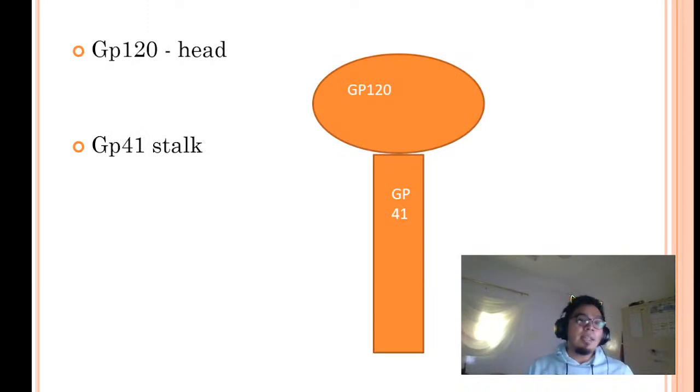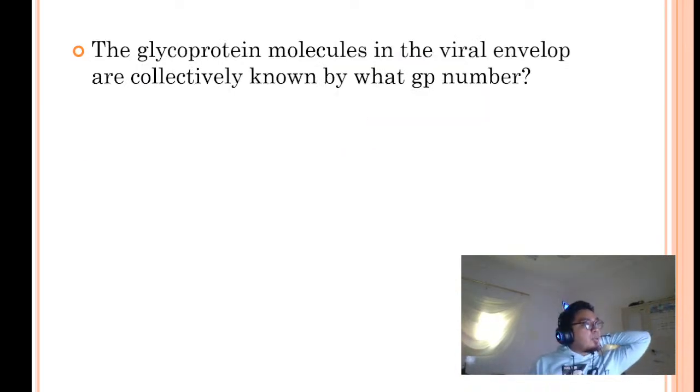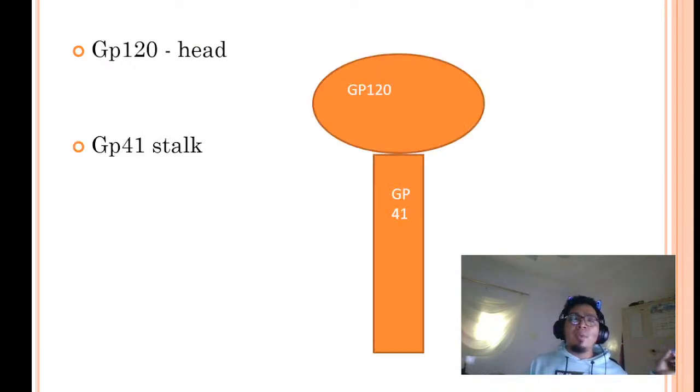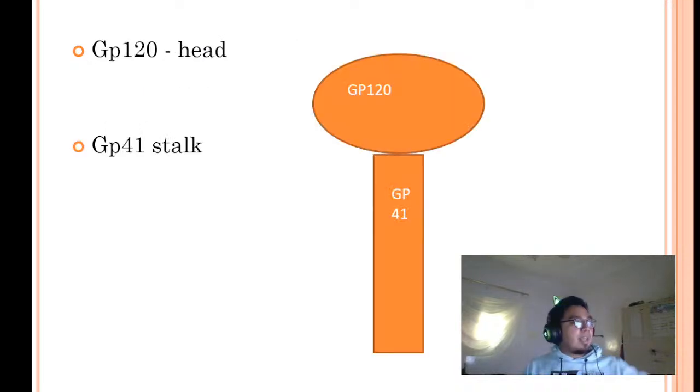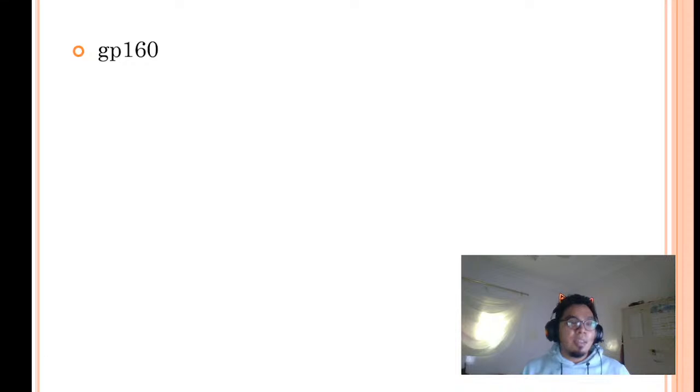All right. And this is actually important because when you do Western blot, these are the things that are required to be detected. Any positive line in any of the bands for GP120 and GP41 will indicate that you have a confirmed HIV infection. All right, glycoprotein molecules in the viral envelope are collectively known as what GP number? GP160. How do I know it's GP160? Add them up, then minus one, so I can remember, right? GP160. So that whole thing over there, the one that looks like a thumbtack, it's GP160.